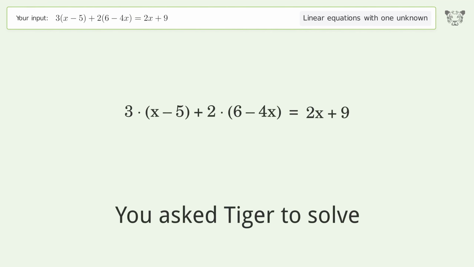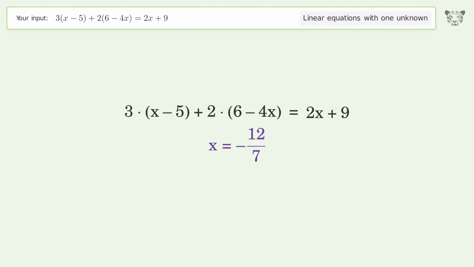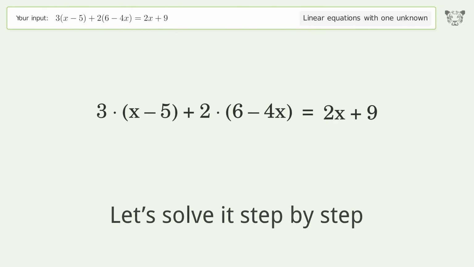You ask Tiger to solve. This deals with linear equations with one unknown. The final result is x equals -12/7. Let's solve it step by step.